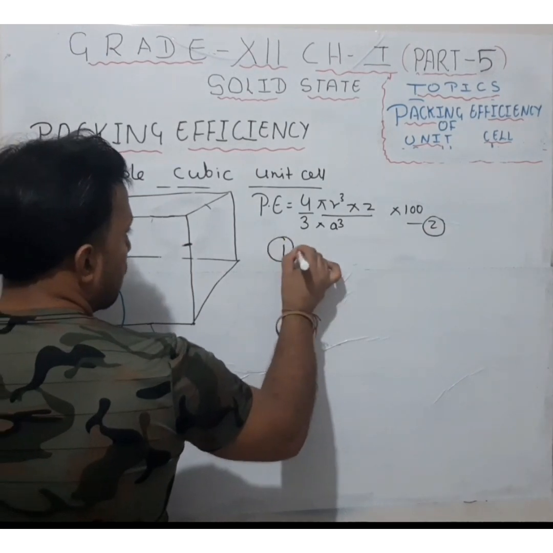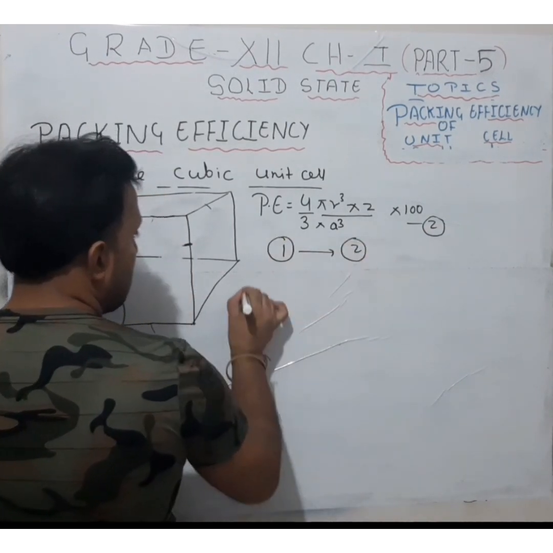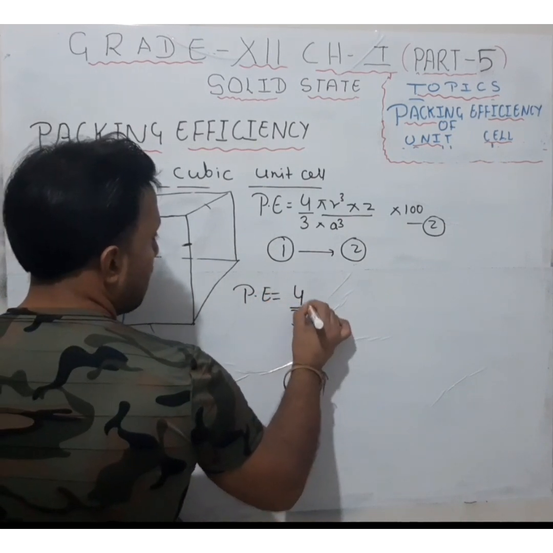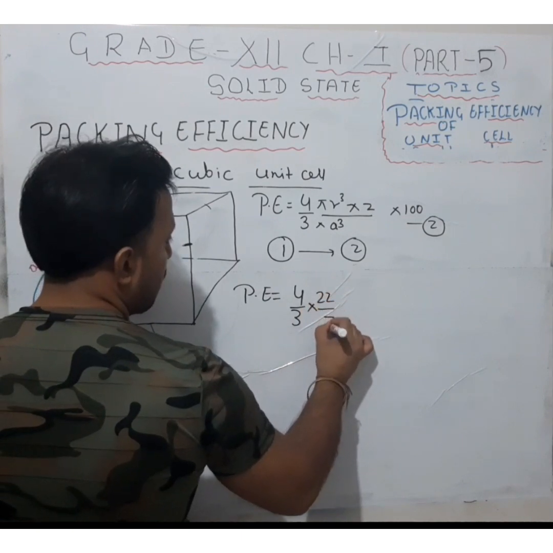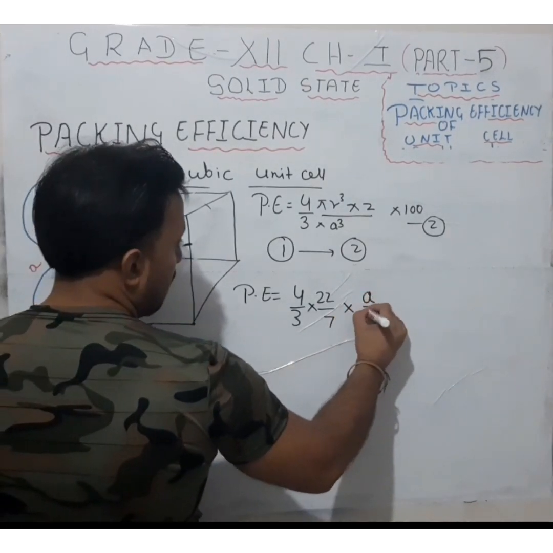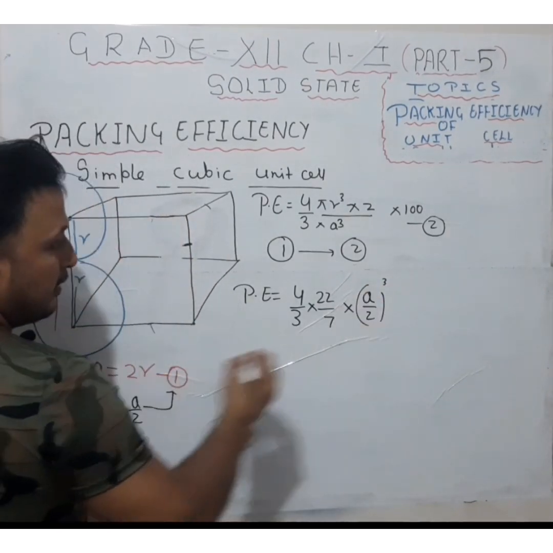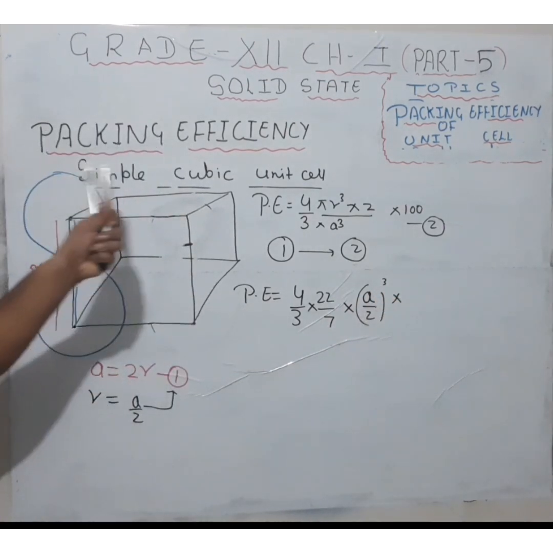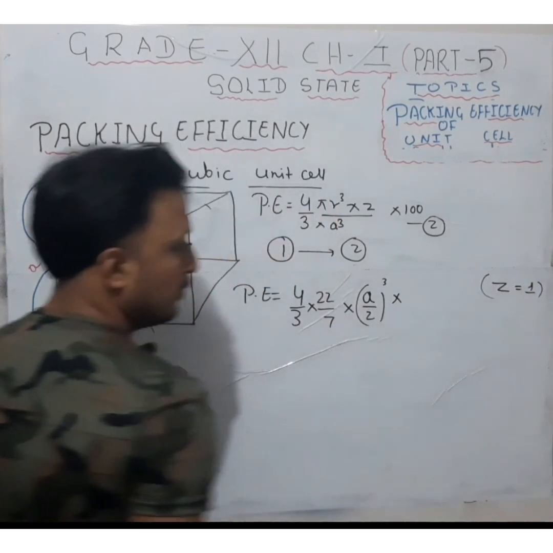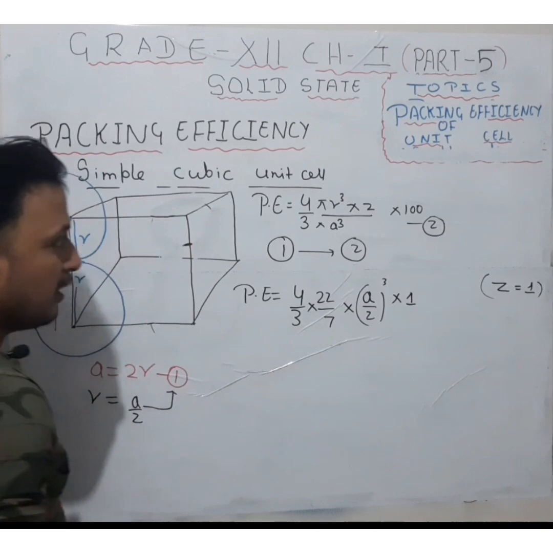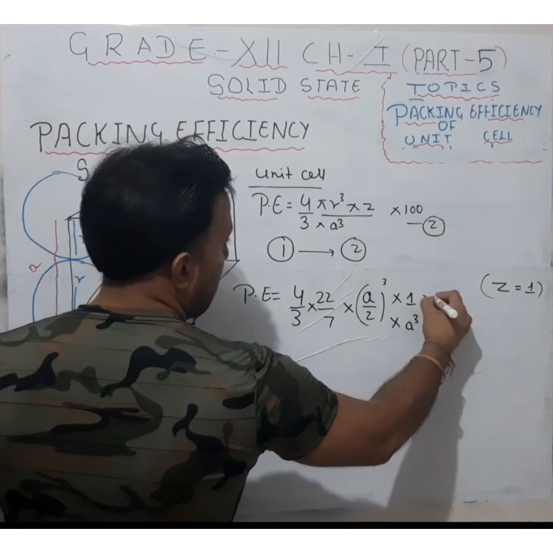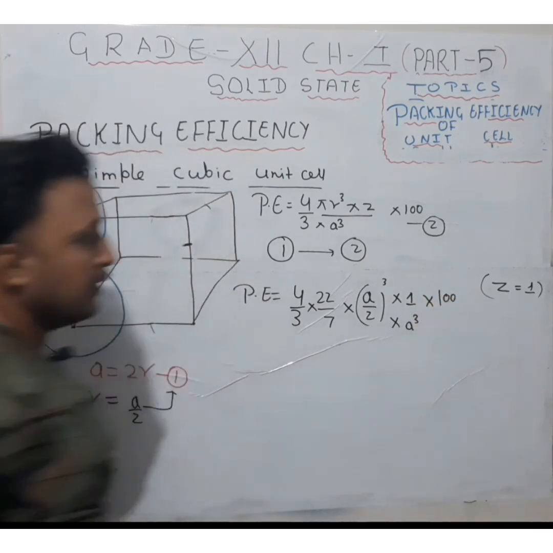If we put the value from equation 1 in 2, then our formula becomes: packing efficiency equals 4 by 3. Now we can put the value of pi also, that is 22 by 7. In place of R cube we can use A by 2 whole cube. Then Z. In the case of the simple cubic unit cell, the value of Z is 1, so we will use 1 here. Then the volume of the cube is also A cube, and the whole value is multiplied by 100.